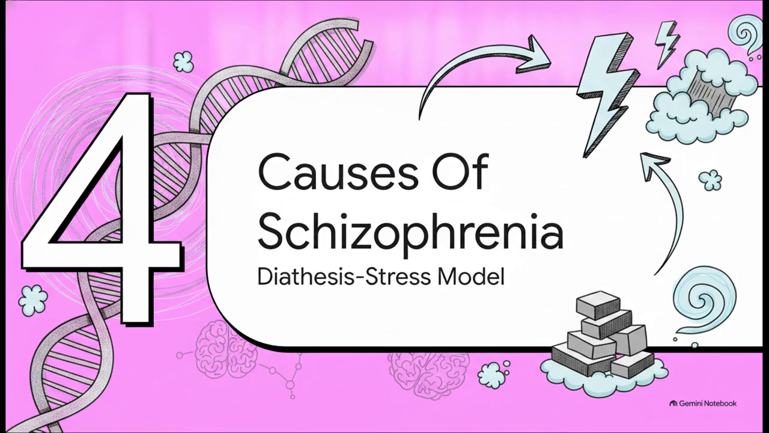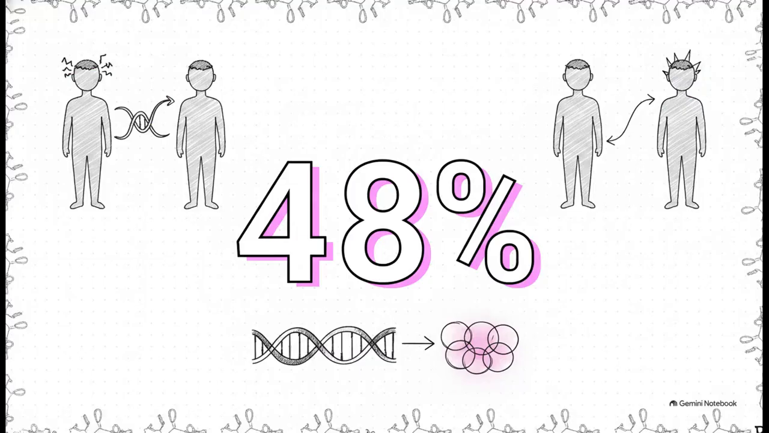Section 4. The causes of schizophrenia, the diathesis stress model. I want you to think about the number 48. This represents the massive 48% genetic concordance rate in monozygotic or identical twins. Basically, if one identical twin has schizophrenia, there's a nearly 50% chance the other will too.